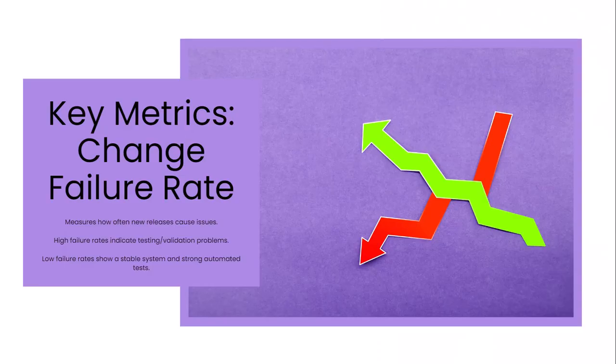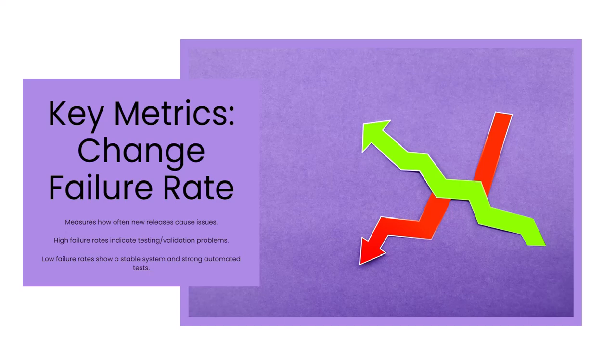Lastly, we track the change failure rate, which measures how often new releases cause issues or failures. A high change failure rate suggests that the testing or validation processes need improvement. On the flip side, a low failure rate shows that the system is stable and that automated tests are doing their job in catching issues before deployment. By keeping an eye on these metrics, deployment frequency, lead time, recovery time, and change failure rate, we can ensure that our CI/CD pipeline is not just moving quickly, but also producing reliable, high-quality software. And just like every other part of the CI/CD process, these metrics feed back into the system, helping us to refine and adjust our approach in the next iteration.